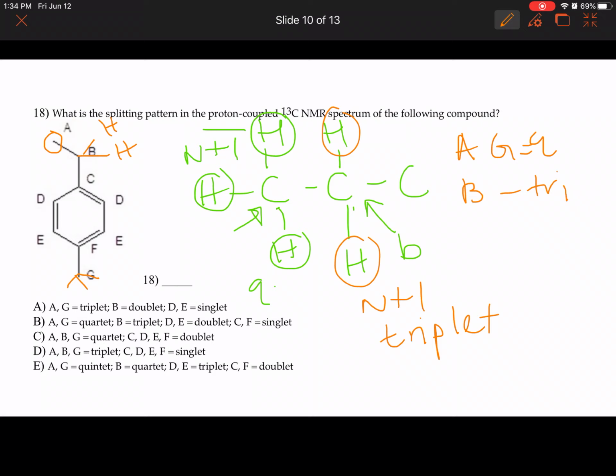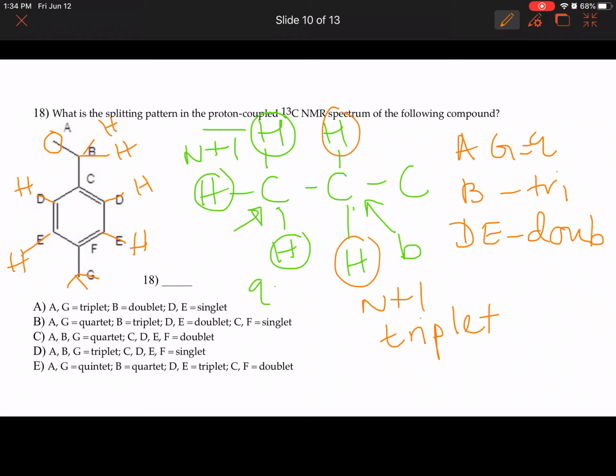And then what about D? There is a hydrogen. D would be a doublet because it's only one hydrogen there. So D would be a doublet, and also E would be a doublet too. So A and G quartet, B triplet, and D, E doublet.